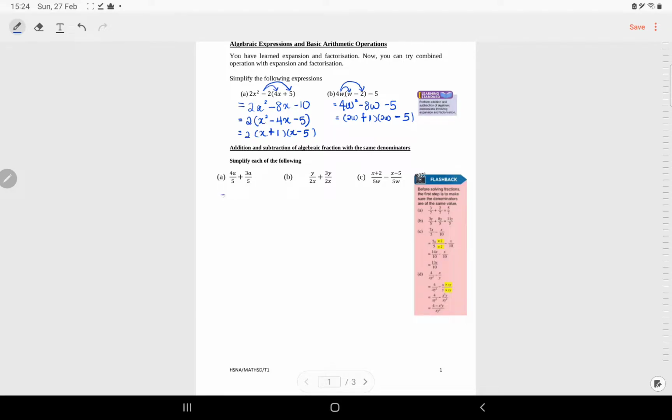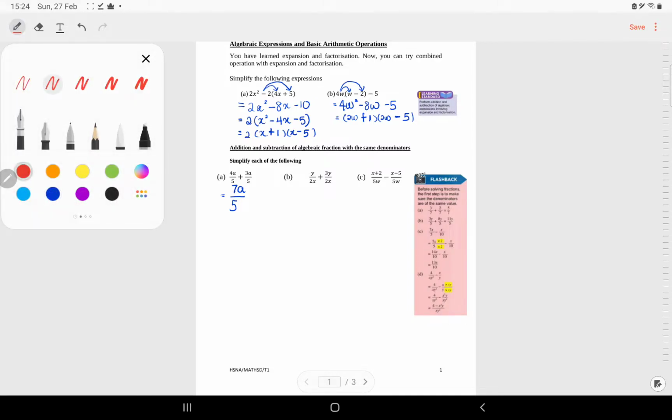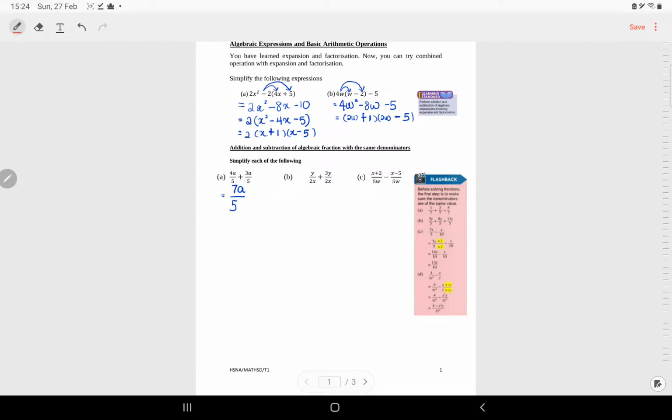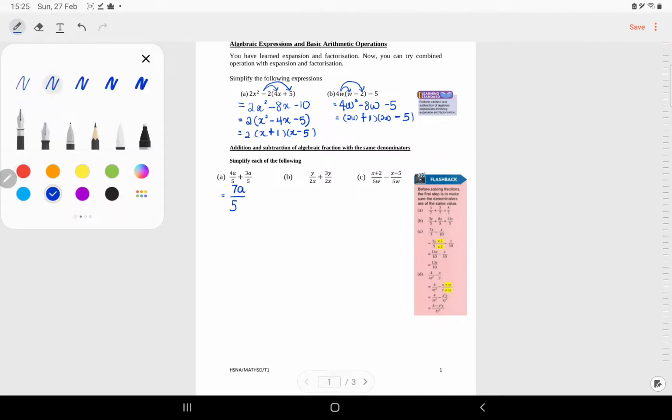Okay, so because it's the same denominator, we'll have a denominator of 5. So 4a plus 3a, that is 7a. So 7a over 5. Alright? So keep that in mind. Before we start doing any addition or subtraction, we always want the same denominators.